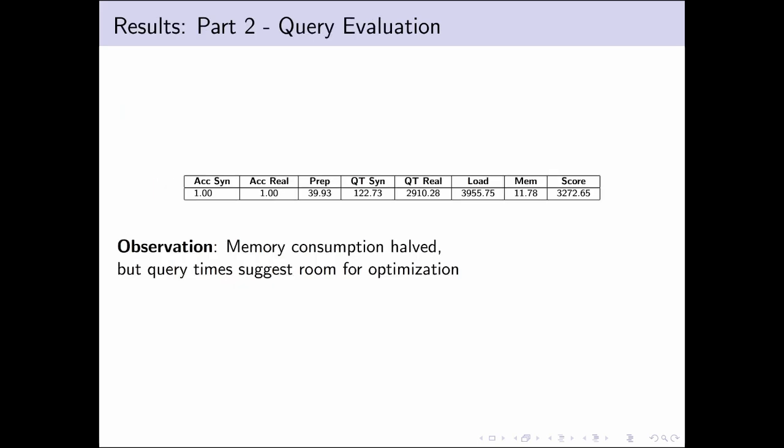Here you can see our results on the leaderboard for the second part of the project. We have a prep time of 39 milliseconds, an evaluation time of 122 milliseconds for the synthetic workloads and 2910 milliseconds for the real workload. And also we have a peak memory consumption of about 11 megabytes. This results in a score of around 3.2 thousand.